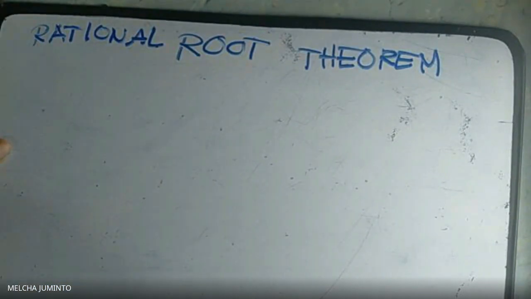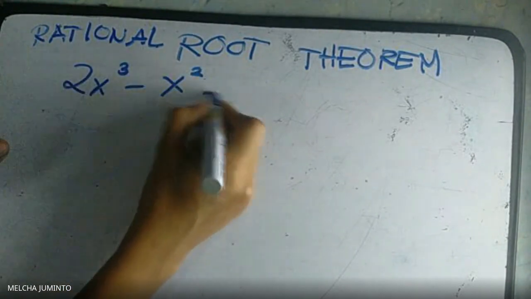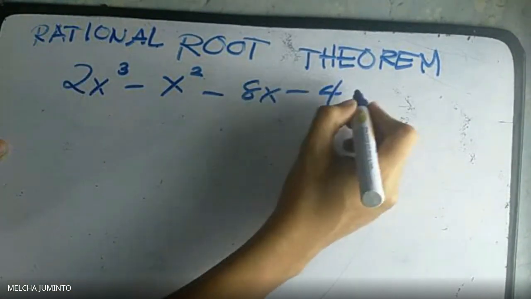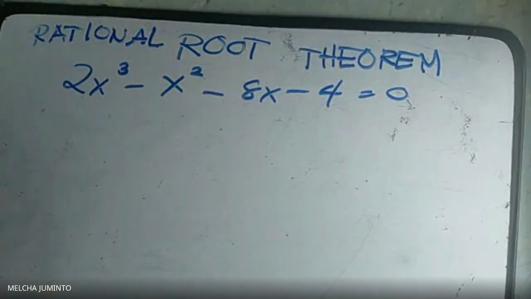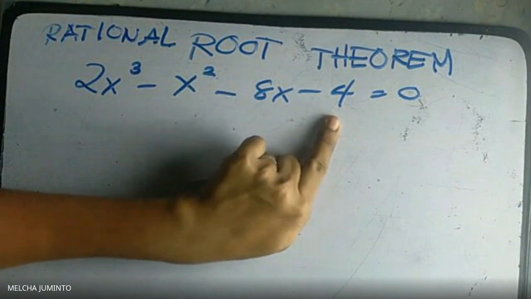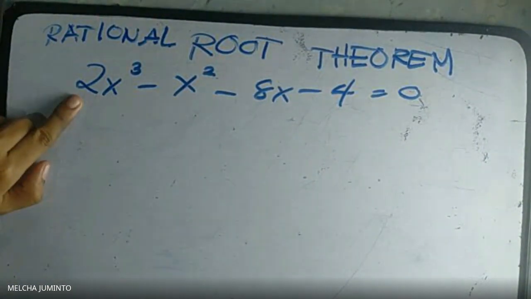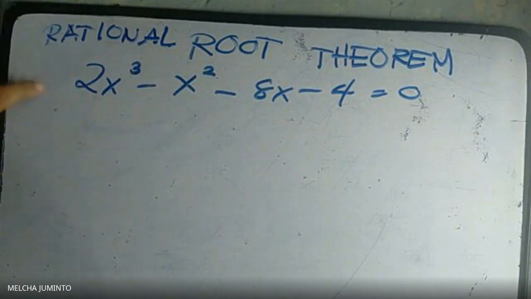Let's say for example, we have the given polynomial as 2x cubed minus x squared minus 8x minus 4 equals 0. We want to find out what are the possible roots or solutions for this polynomial. To find the possible roots, all you need to do is to find the factors of the constant, which is negative 4, and then divide it with the factors of the first term's numerical coefficient, in this case 2.